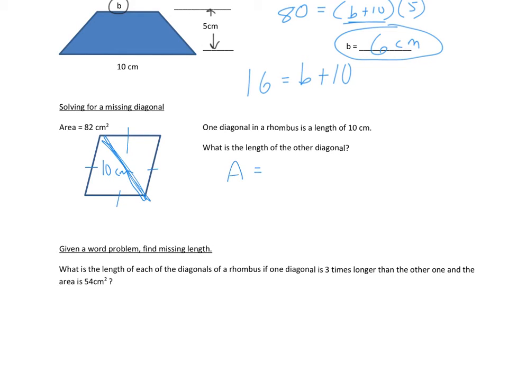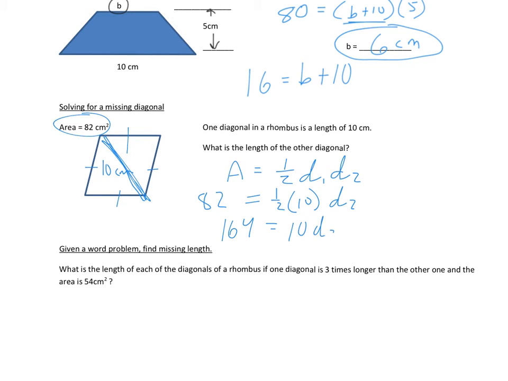Write out the formula. The formula for a rhombus is 1/2 d1 times d2. They give me the area is 82, so that goes over here with area. One of the diagonals is 10, and the other diagonal is missing. That's what I'm looking for. If you multiply both sides by 2, you'll get 164 equals 10 times d2. Divide both sides by 10. 16.4 centimeters equals your missing diagonal.